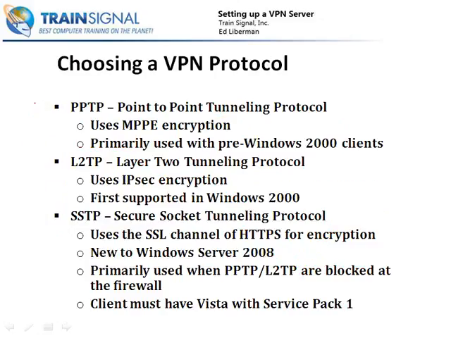Now let's take a look at the VPN protocols. Now, for many years, we've had two VPN protocols to choose from, whereas now with Windows Server 2008, we have a third. Now, before we even get to that third protocol, let's start at the top here. The first one is PPTP, the Point-to-Point Tunneling Protocol. This was the original VPN protocol. PPTP has been around pretty much as long as VPNs have been around.